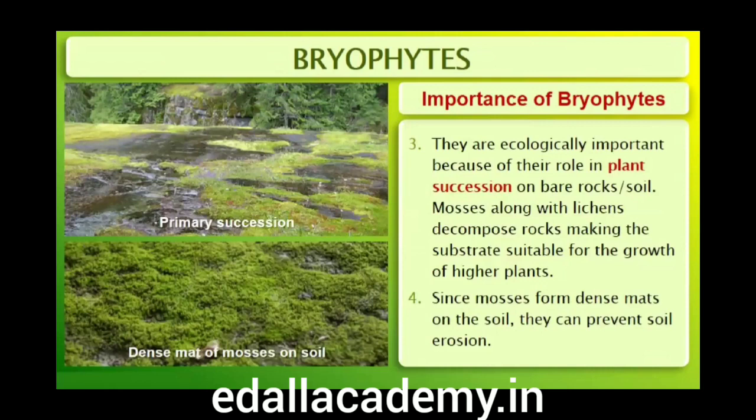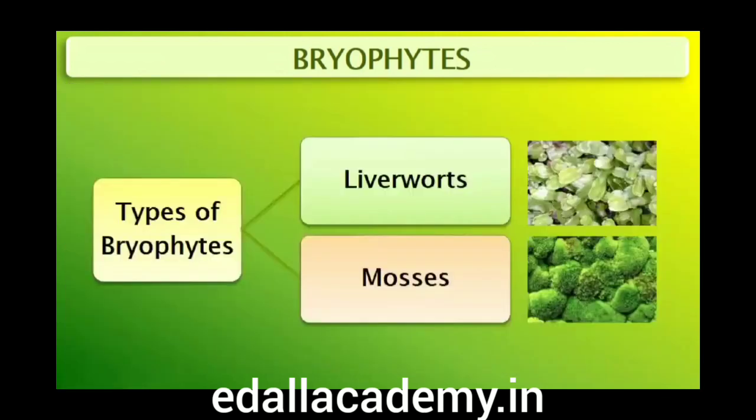Mosses along with lichens are the first organisms to colonize rocks and hence are of great ecological importance. They decompose rocks making the substrate suitable for the growth of higher plants. Since mosses form dense mats on the soil, they reduce the impact of falling rain and prevent soil erosion. The bryophytes are divided into liverworts and mosses.